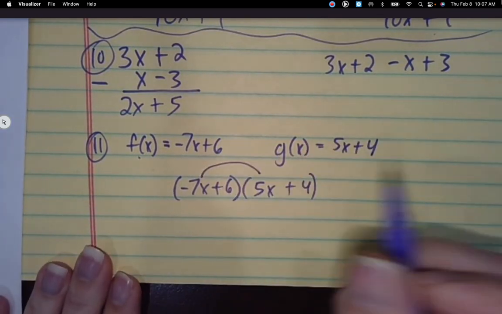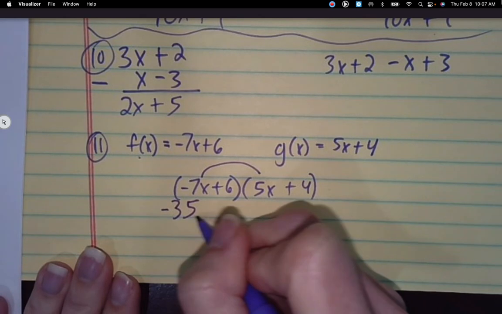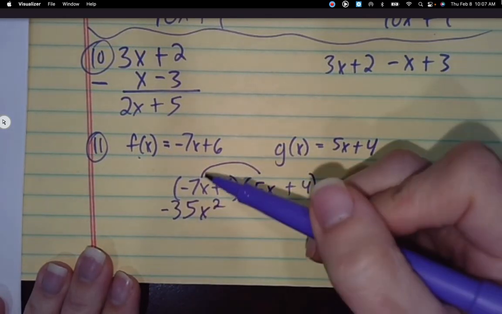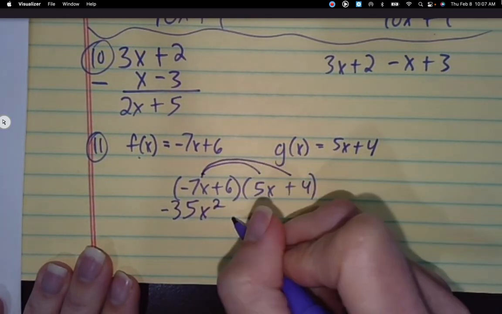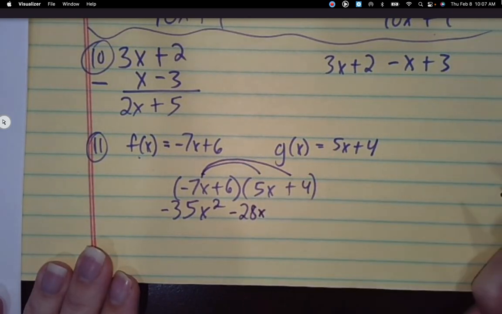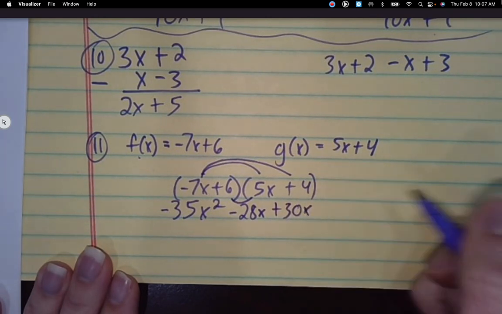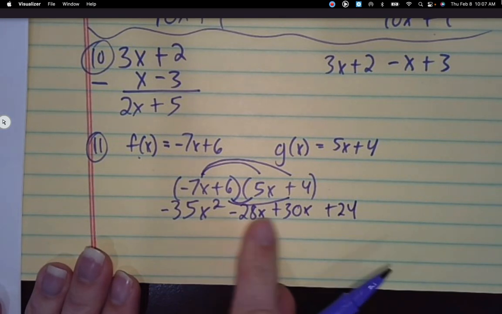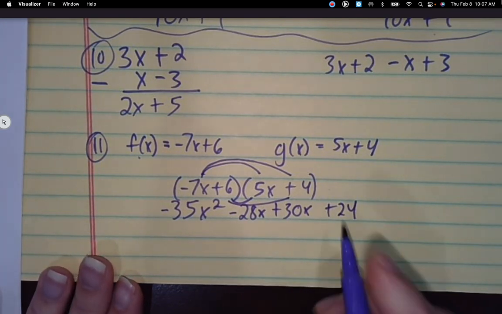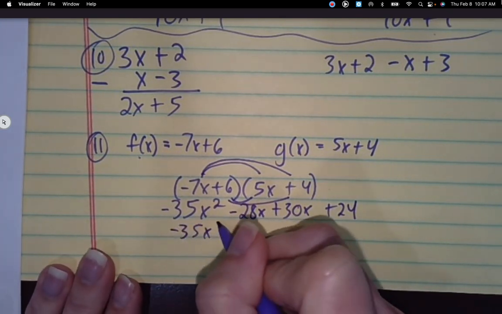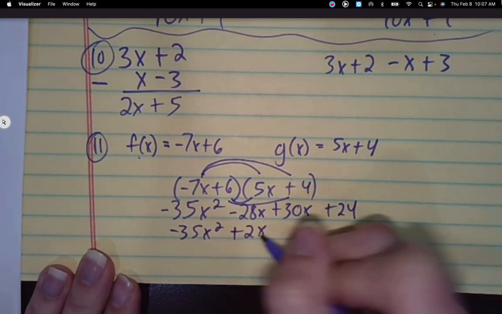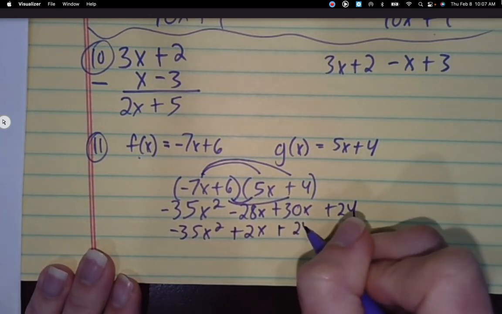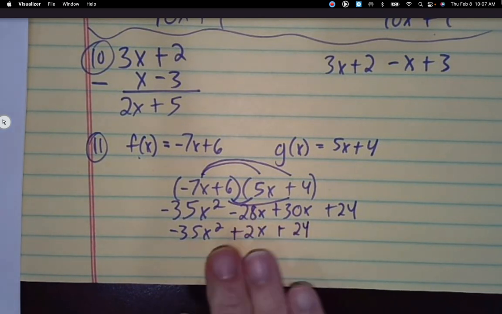What's negative 7x times 5x? Negative 35x squared. Negative 7x times 4, negative 28x. 6 times 5x is 30x. And 6 times 4 is 24. And then what do you do with the two middle things? You combine them. So I think we get what? Plus 2x plus 24. And we've got two answers that it can be.